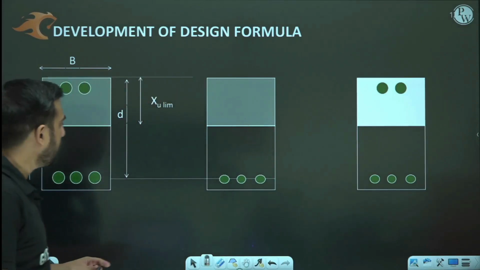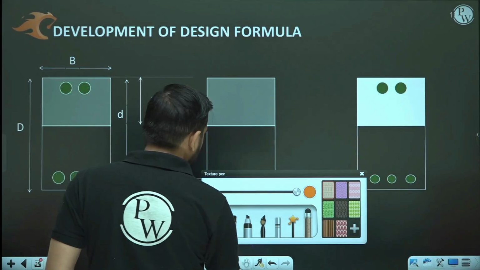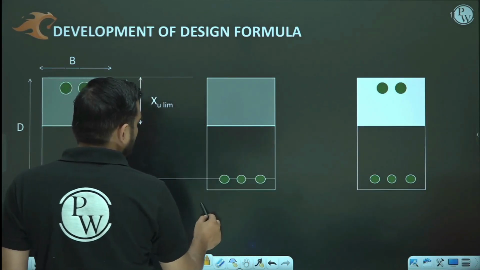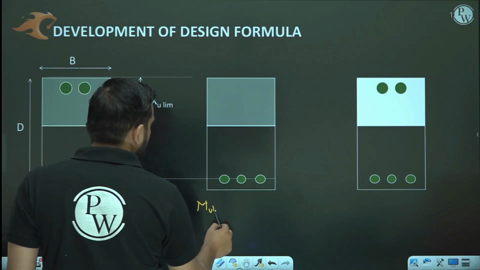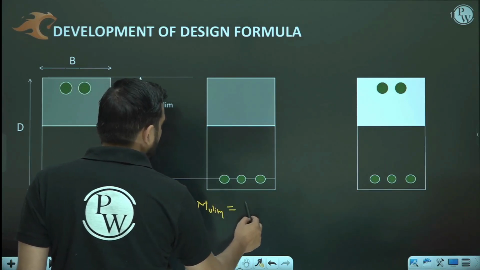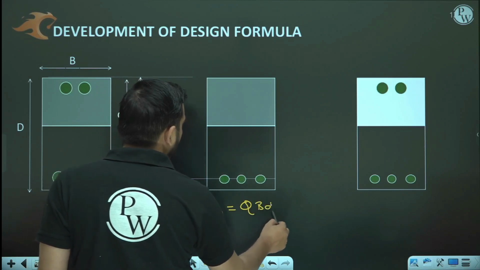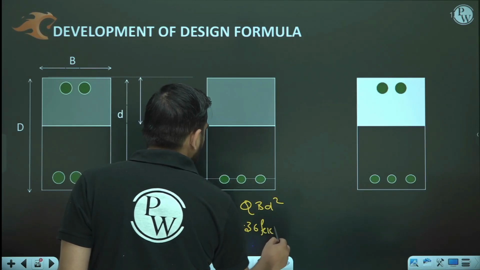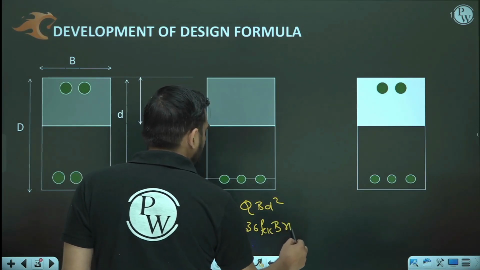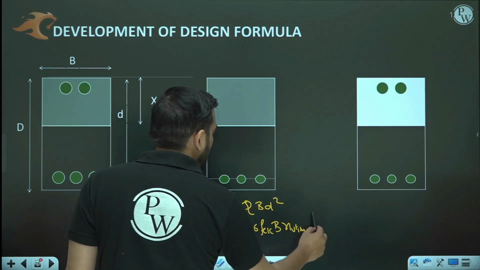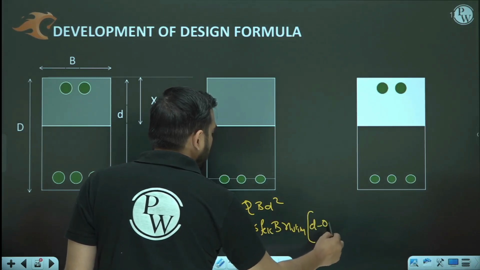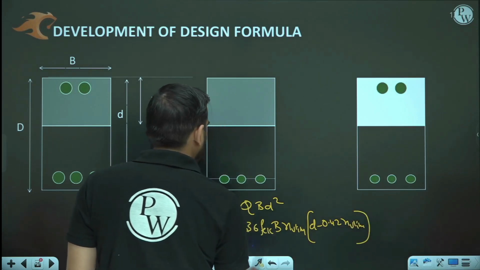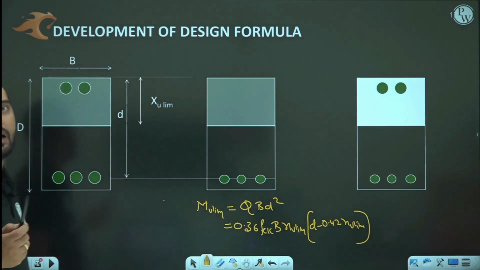Okay, so what we are going to do? First of all, we are going to calculate Mu lim, and this Mu lim is simply Qbd square, or it is 0.36 fck b xu lim into d minus 0.42 xu lim. Okay, means moment of resistance corresponding to the limiting condition.